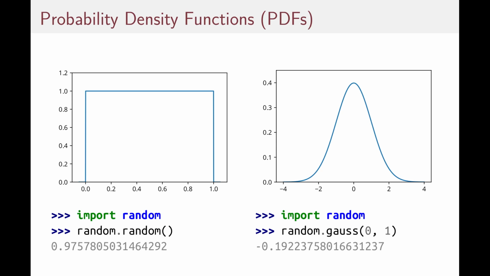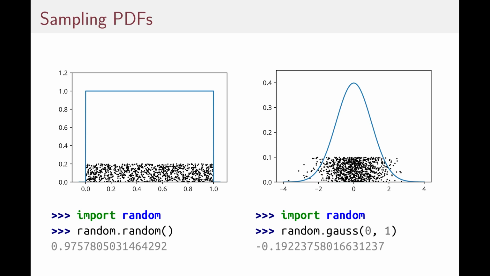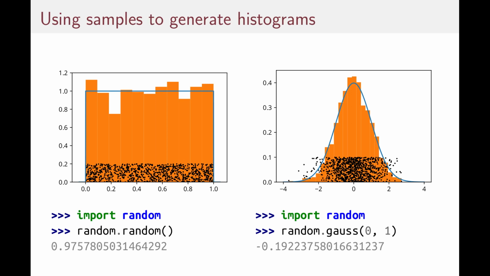So if you have a probability density function, you can use that to draw numbers. You can sample from it. And if you sample enough numbers, it might look something like this. You see the uniform, it's all equally likely, but for the normal, there's more values around 0. And if you take those samples and you create a histogram, you should recover the original theoretical distribution that you started with.